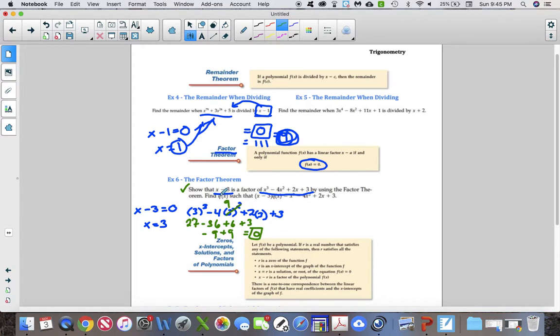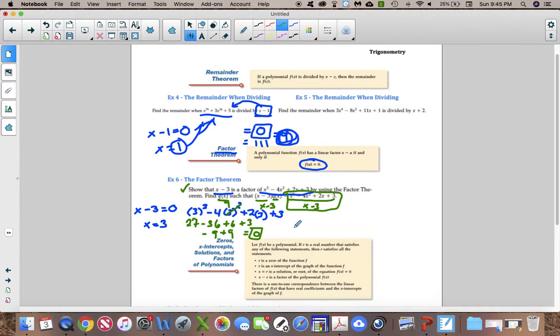Then the second part of this says find q of x such that x minus 3 times q of x will give me this big long thing. So in order to get q of x by itself, I would have to divide both sides by x minus 3. So they're basically saying, do this big long thing divided by x minus 3.